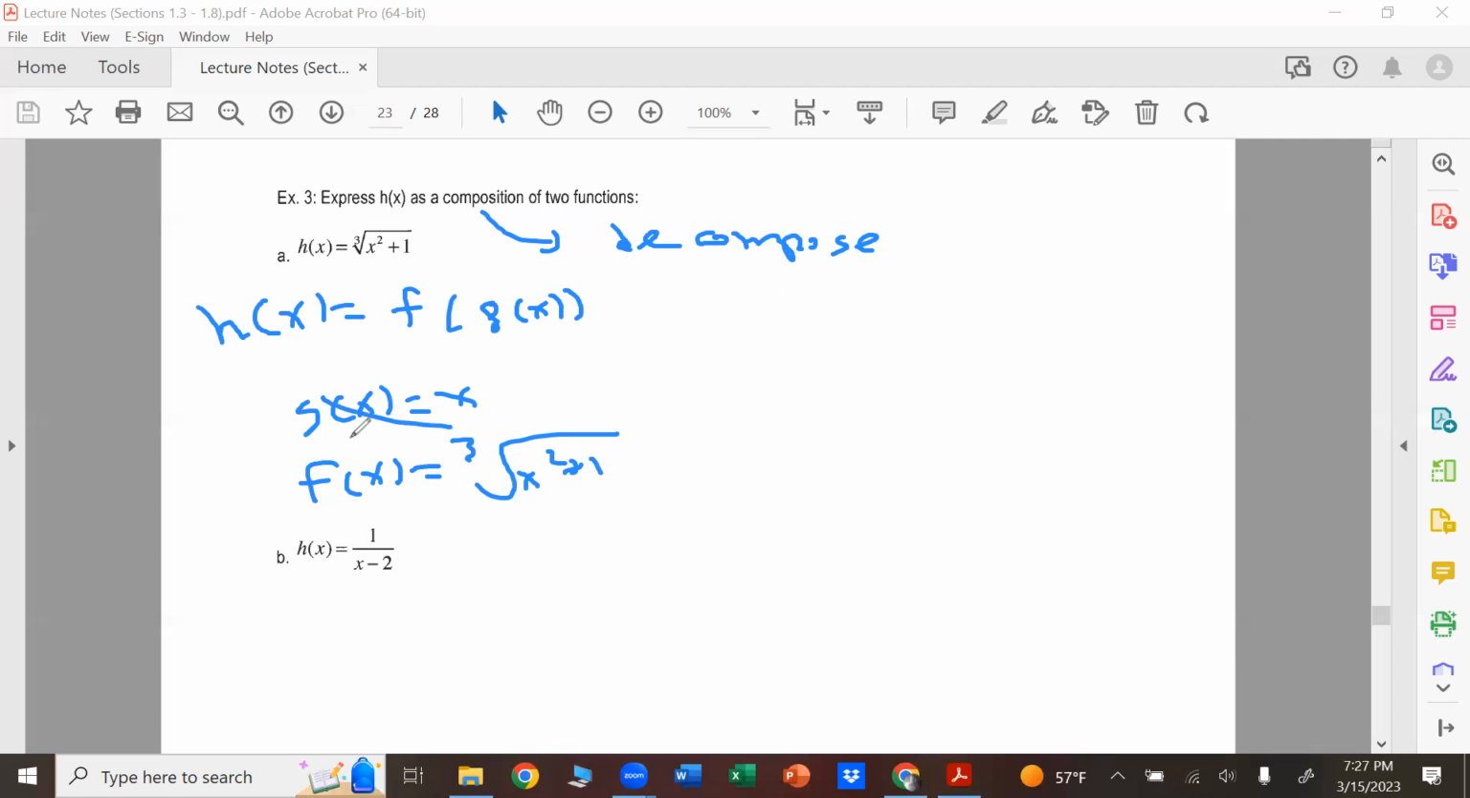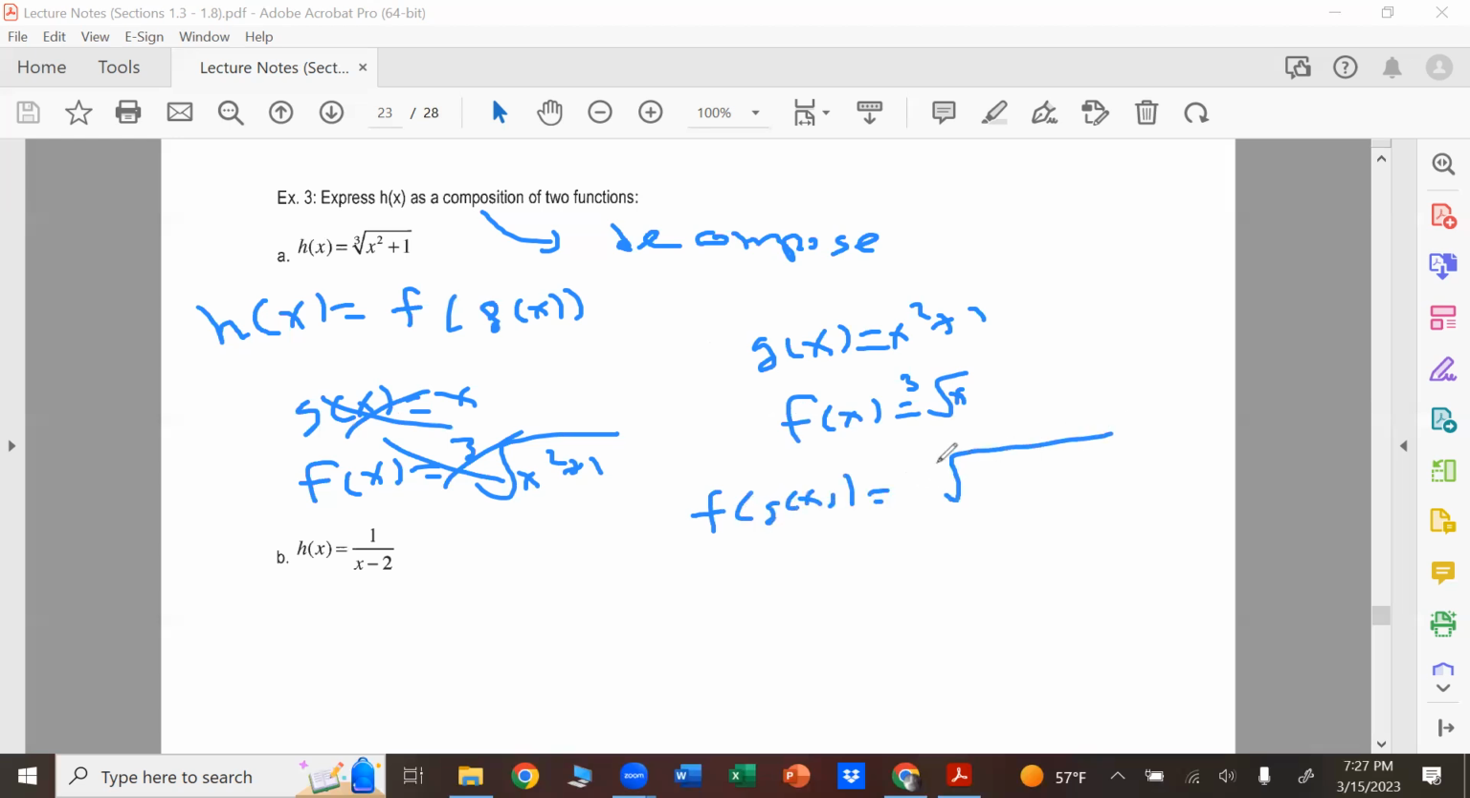What I would do is let g of x equal the inside of the radical, which is x squared plus 1. Let f of x be the cube root of x. Therefore, f of g of x is going to be the cube root of x squared plus 1. So it gets you back to that. Or here, f of x will be the outside, g of x will be the inside. You can let g of x be x minus 2, and f of x be 1 over x. That could work, because when you do f of g of x, you get 1 over x minus 2.